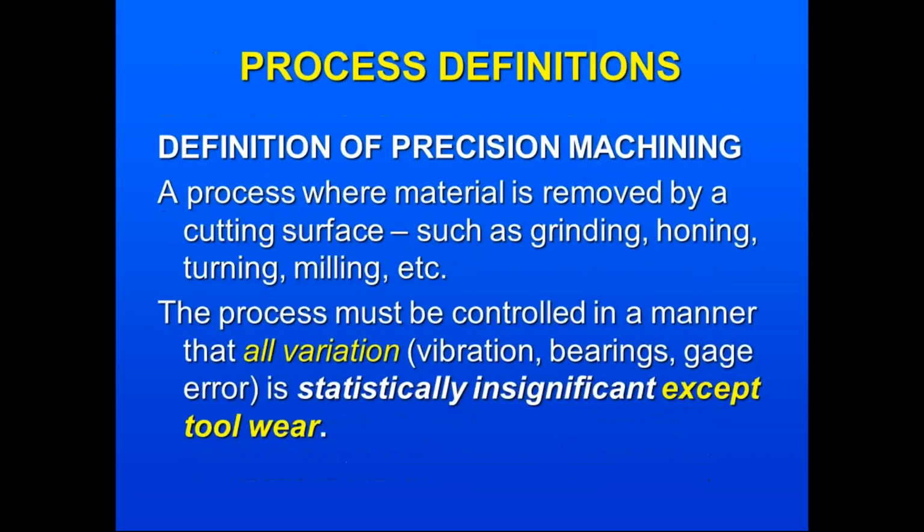So let's define precision machining, because there's different kinds of things that people perceive as precision machining, but there's specific ones we're going to talk about in this particular case. It's going to be a process where material is removed by a cutting surface, such as grinding, honing, turning, milling, etc. The process must be controlled in a manner that all variation, such as vibration, bearings, gauge error, all variation is statistically insignificant except tool wear. And that's important because we don't want it masking the tool wear, and it shouldn't be participating if it is precision machining.